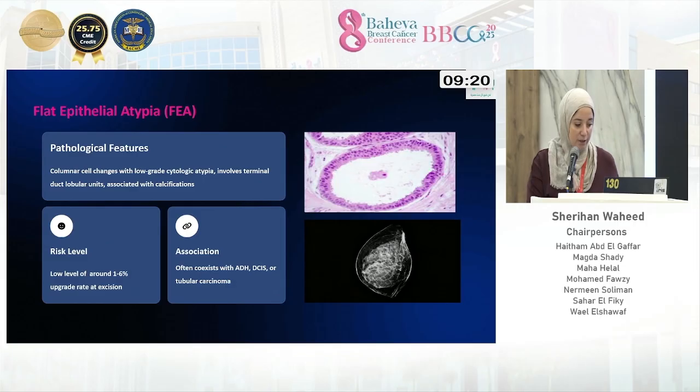Our third B3 lesion is the flat epithelial atypia. It's becoming increasingly recognized as a B3 lesion, and often coexists with ADH, DCIS, or tubular carcinoma. It usually presents as calcifications, and the calcifications are usually considered low suspicion. They are usually grouped or clustered amorphous microcalcifications. Ultrasound may show an associated hypoechoic area, and MRI may show non-mass enhancement with clumped linear distribution.